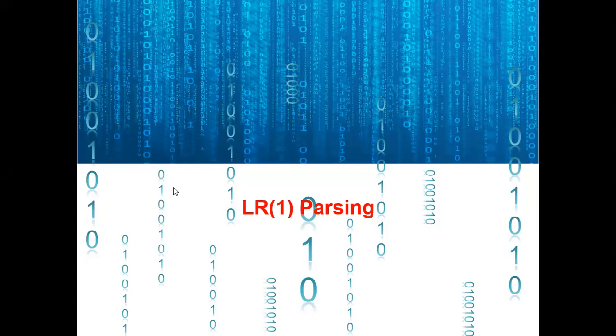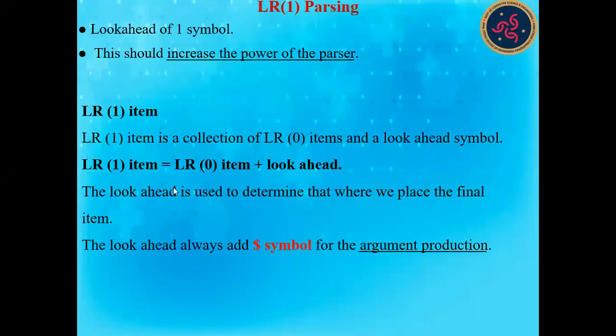So in this video, we can discuss how we can create a CLR parsing table. CLR means canonical LR parser. Before construction, we need to know some terms that are needed to construct the table.